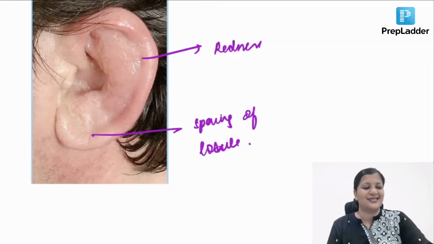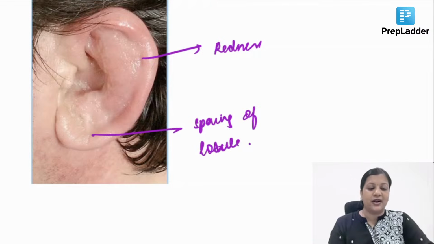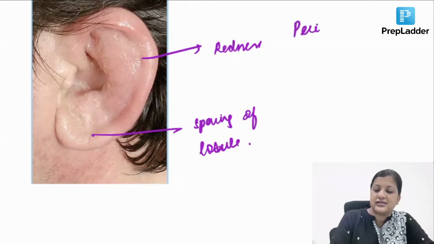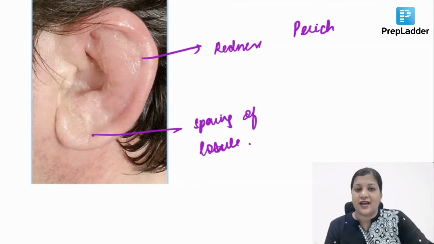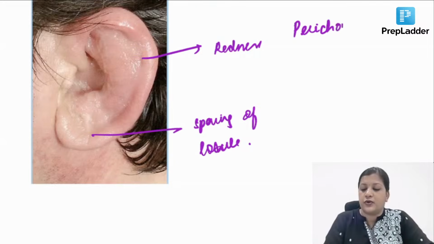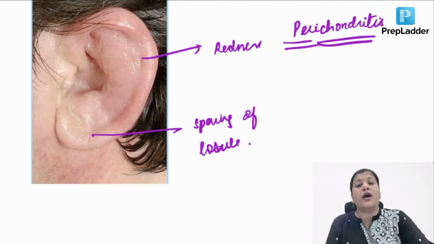Yes, I'm waiting for your answers. Yes, this is nothing but perichondritis. See, where do you have cartilage in the lobule of the ear? No, but the rest of the pinna has elastic cartilage. So whenever there is redness of the entire pinna with sparing of the lobule, you should think that there is inflammation of the cartilage, which is why the lobule is spared. So the answer is perichondritis.